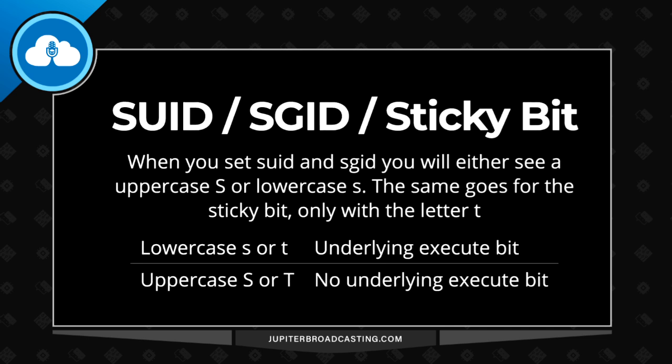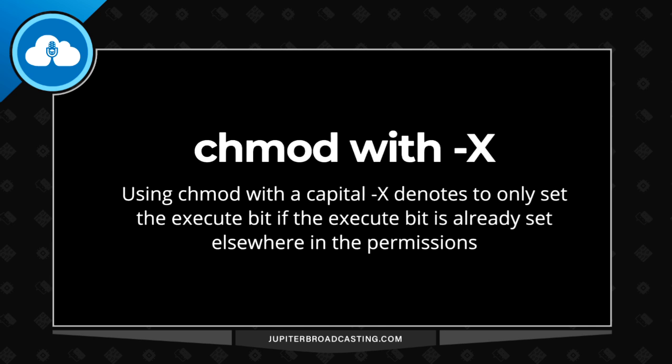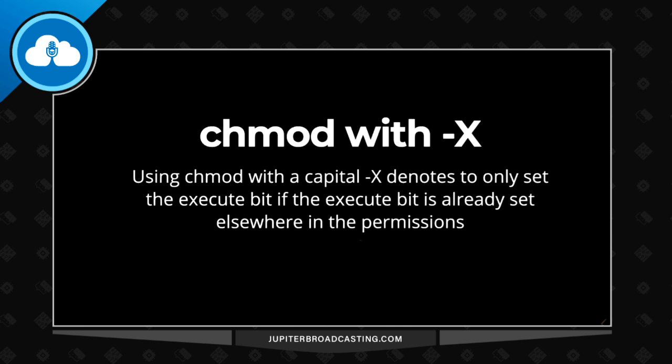So this one is just highlighting the uppercase versus lowercase. And this one is a little interesting as well. So chmod with a capital X. You can ignore that dash. That could be a dash or a plus, depends on what operation you're trying to do. When we use a capital X, that denotes that the system should only add the execute bit if it's already there on another set of permissions. So let's say, for example, you wanted to add the execute bit to all users. Well, it will only do that with a capital X if it's there for maybe the owner or the group permissions.